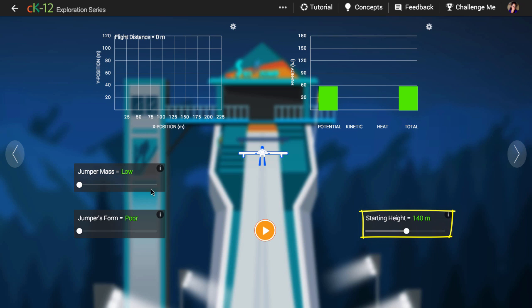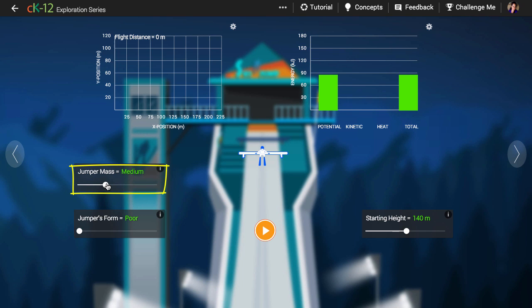And we can set the mass of the jumper using the slider at top left. Let's set it to medium. Right now, the jumper's form is poor. What this means is that she isn't doing a great job of controlling the orientation of her body during the jump to minimize dissipative drag forces such as air resistance. Let's set her form to excellent.